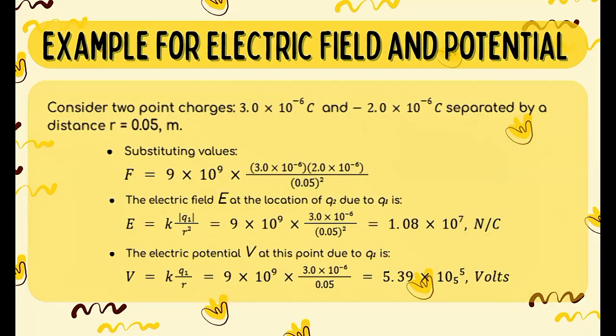Step 3. Calculating the electric potential at Q sub 2. Finally, we calculate the electric potential V at Q sub 2 due to Q sub 1. The formula is V equals K times Q sub 1 divided by R. Substituting the values, V equals 8.99 times 10 to the 9th multiplied by 3.0 times 10 to the negative 6 divided by 0.05, which gives us V is approximately 5.39 times 10 to the 5th volts. So, the electric potential at that point is around 539,000 volts.